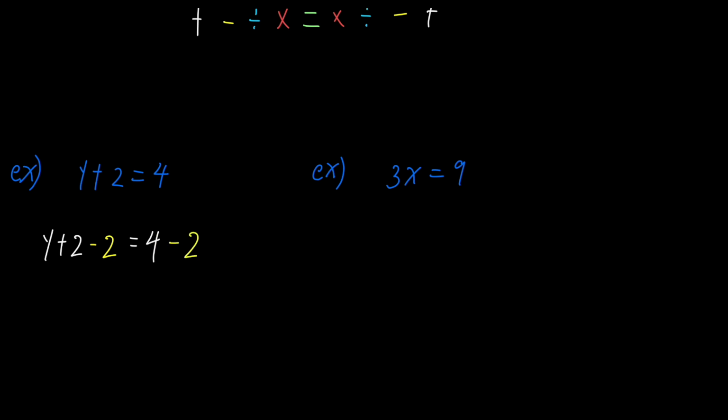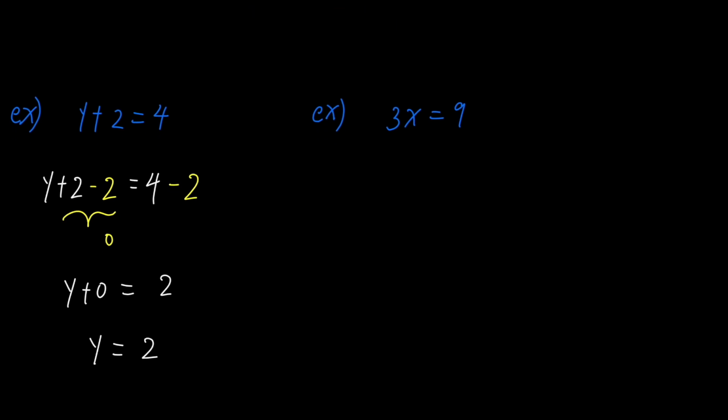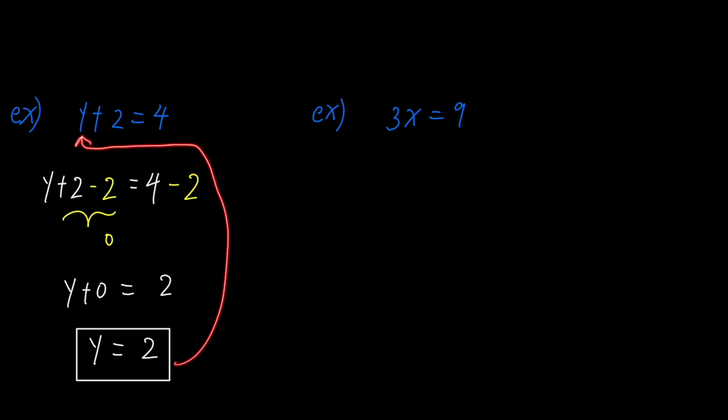So remember, always you're gonna keep it balanced. So right here we have 2 minus 2 is 0. We have y plus 0 right now. And on the right hand side, 4 minus 2 is 2. And y plus 0 is just still y, right? Now here is the solution. It is the value that, if I plug it back into this equation, will make this equation true. And this process is called solving the equation. And this thing I just boxed is called the solution.